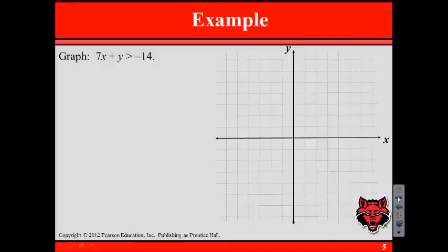So let's try a few examples. First, we want to graph 7x plus y is greater than negative 14. To start, our first step is to rewrite this inequality as an equation. Now, anytime we want to graph an equation, we need to have at least 2 points, so we can make an xy table.